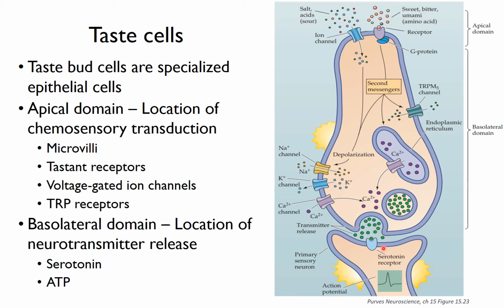If that stored neurotransmitter in this example is serotonin, it would bind the serotonin receptor expressed on the peripheral terminal of this primary sensory afferent neuron, and again could, if sufficient enough, trigger an action potential, which would then be transmitted on toward the brain.